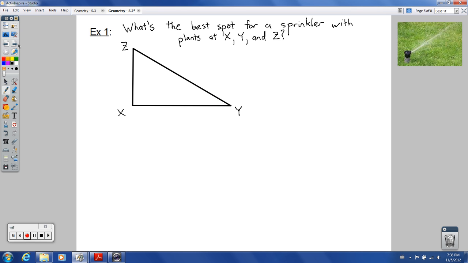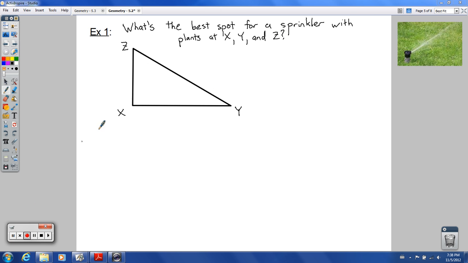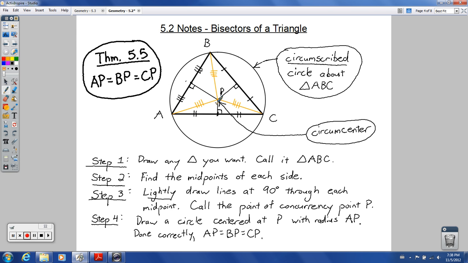Okay, so what we can do with this one, we can go back to this idea, what we just did here with theorem 5.5. We're going to find the perpendicular bisector of each side. So let's do that next. Before we get into that though, let's talk about why I'm actually doing that. So why would that be a good spot for the sprinkler? Well, kind of like in this one, if A, B, and C represented the plants, P, that point, would be the same distance away from each one of those plants. And so that's what I want to do with this problem too.